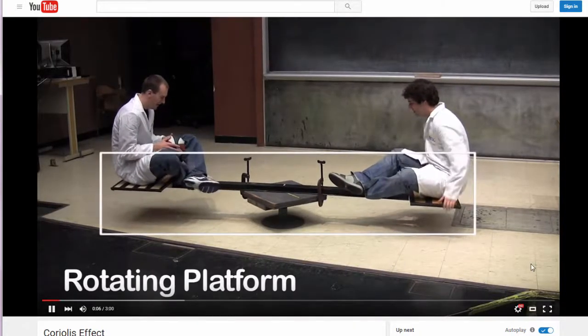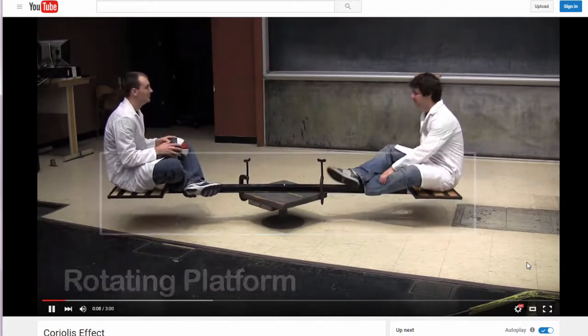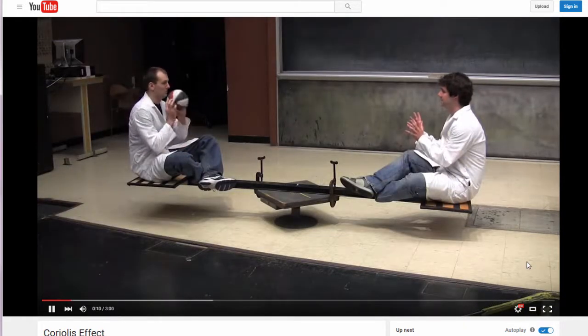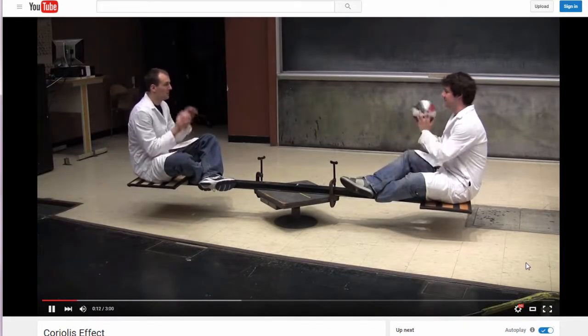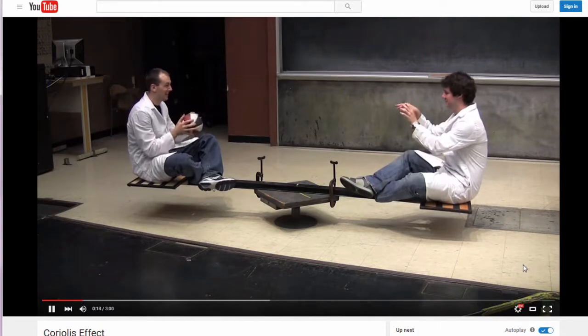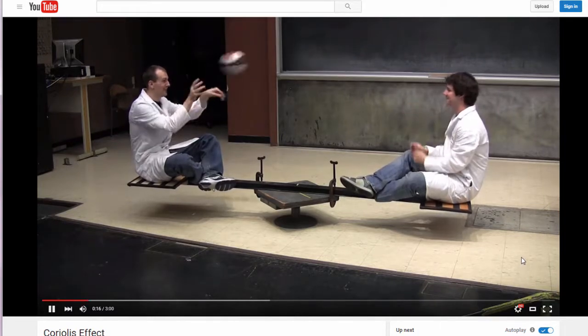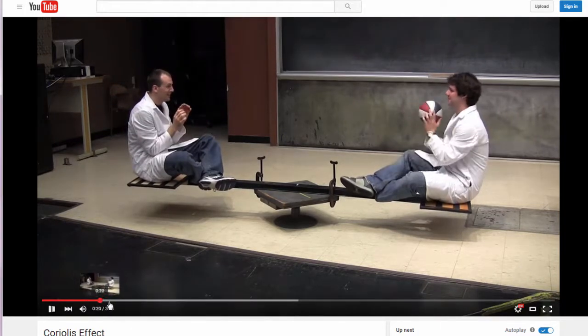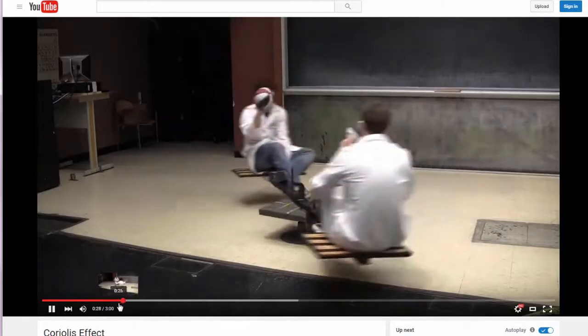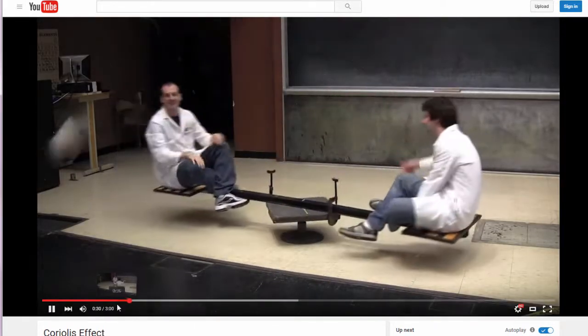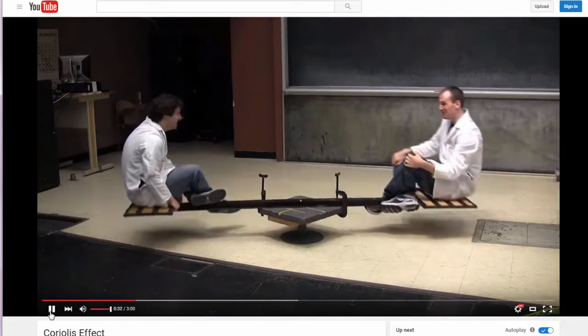So here we have a rotating platform, and these two guys are going to toss the basketball back and forth between them. And as you can see, when there's no rotation, nothing interesting happens. Whereas if it's rotating, well, then they have a much harder time catching the ball.